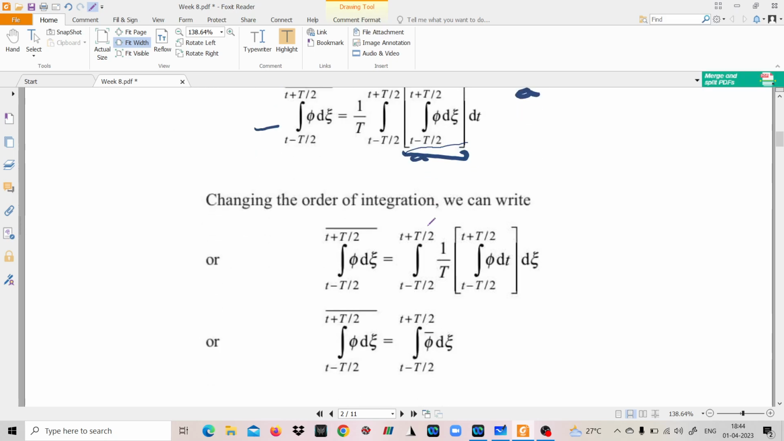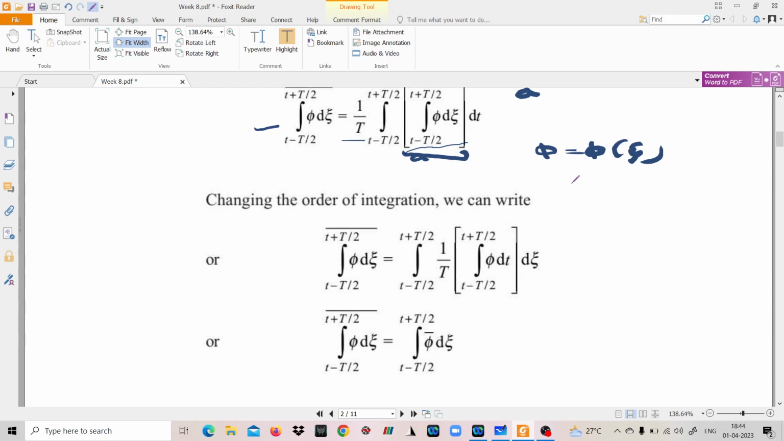Now since it is given in the question that phi is a continuous function of xi, we can change the order of integration. If you change the order of integration, then this 1 by T, which is a constant, can be taken inside: 1 by T integration of, and then since we have changed the order of integration, phi dt d xi.